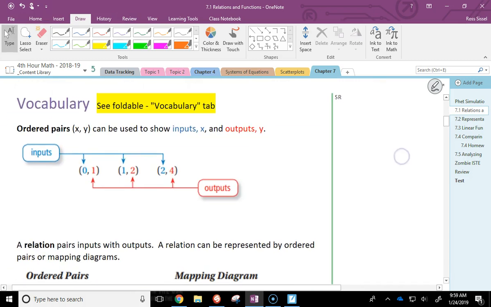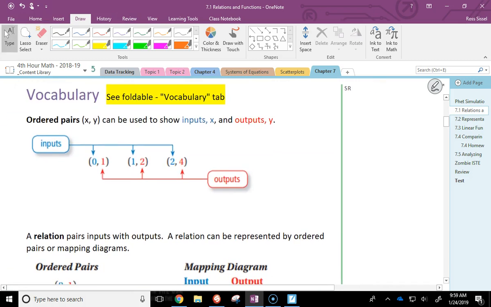Here's what I want you to do. Open up your foldable to vocabulary. So I'm going to make sure I open up mine, and we're going to talk about our vocabulary we need for this unit. The first thing says ordered pairs. Remember, in math, we always put our ordered pairs as X then Y.